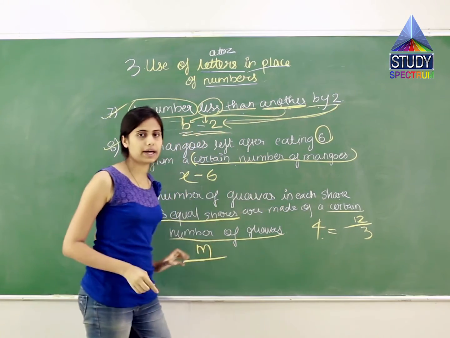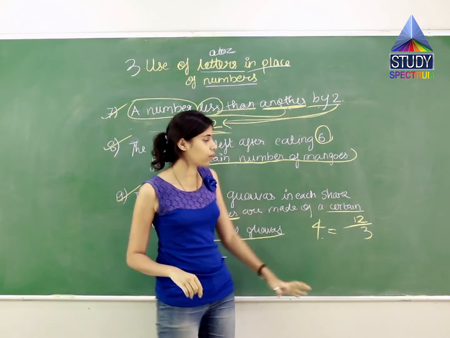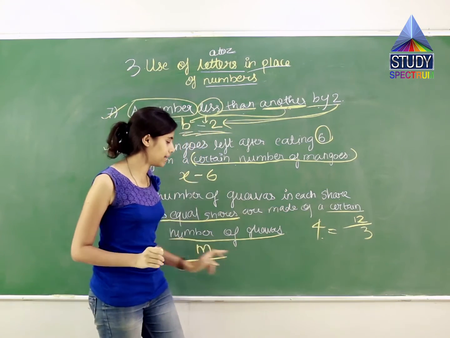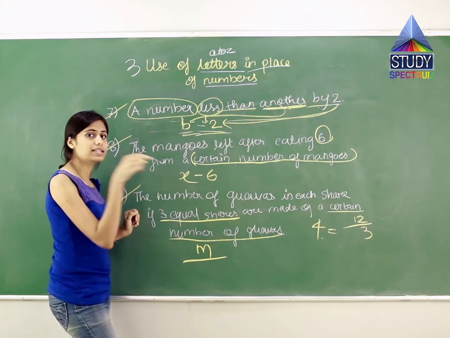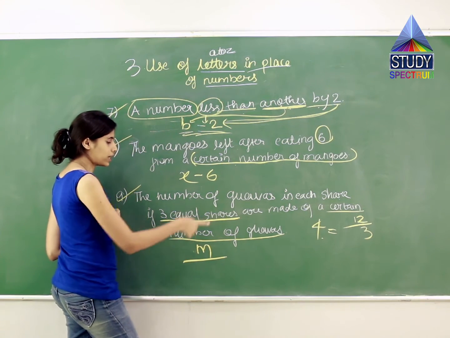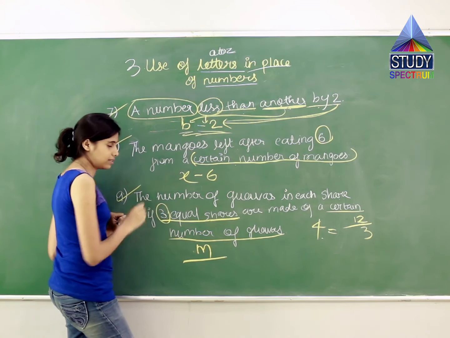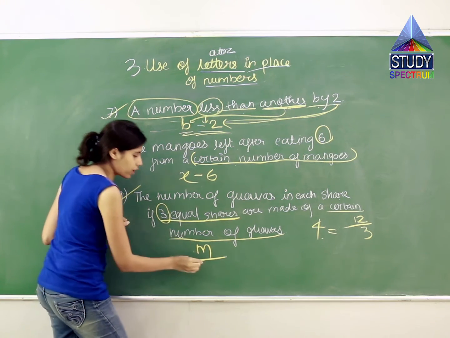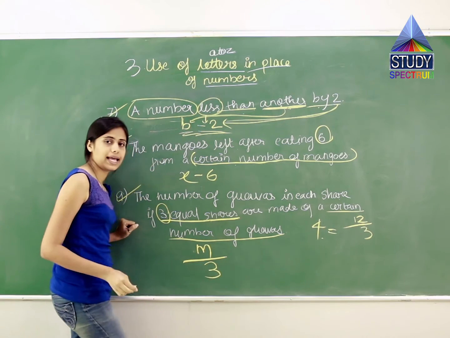The same is to be done over here, but we don't know कि 12, यहाँ तो मैंने बोला था 12 मैंगोज मैंने लाए, but over here we don't know. They are telling you a certain number. So instead of 12 what it will be? It will be m. And they are telling you कि it is divided into 3 equal shares. Means what? 3 हिस्सों में बांट दिया है. So what I will do is divide by 3.